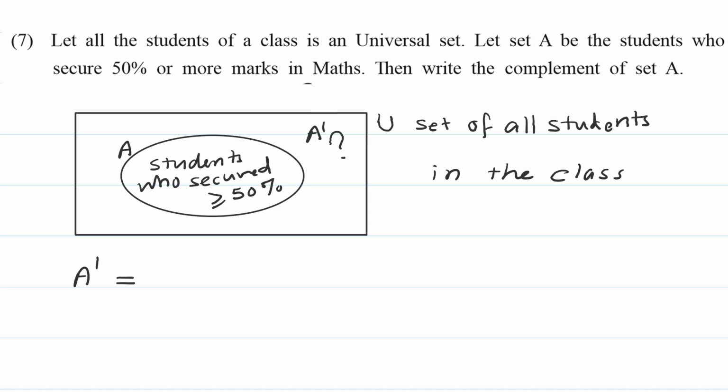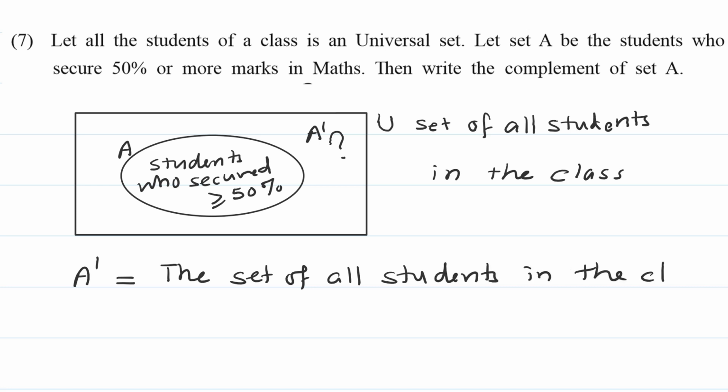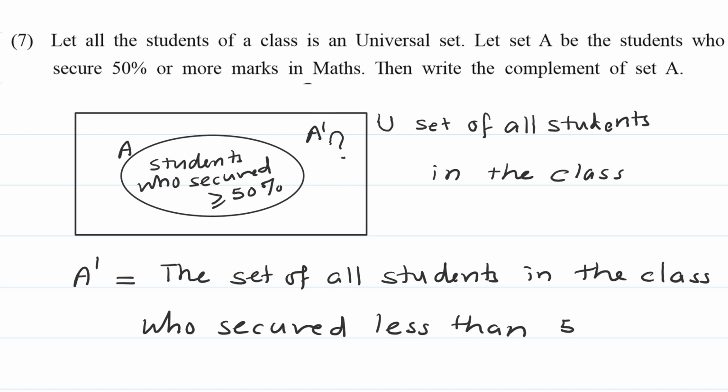So the complement of A is the set of all students in the class who secured less than 50% marks in maths.